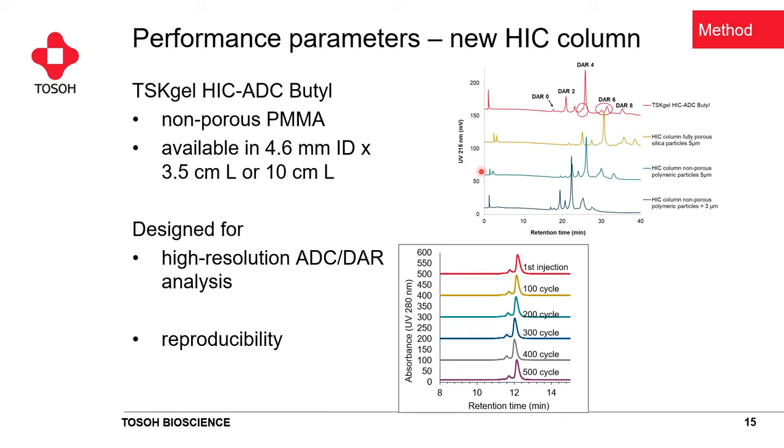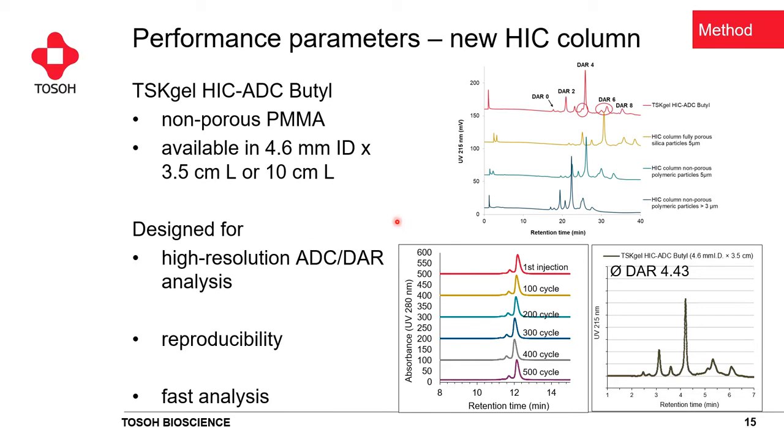And apart from the separation performance, we also found that it's very reproducible, which is very important for hydrophobic interaction chromatography, as it is a very sensitive method, in particular to small changes. And we found when injecting 400 times, in this case a mAb antibody, that we also saw the very same profile and retention time over the course of 500 injections onto that column, which is quite a lot.